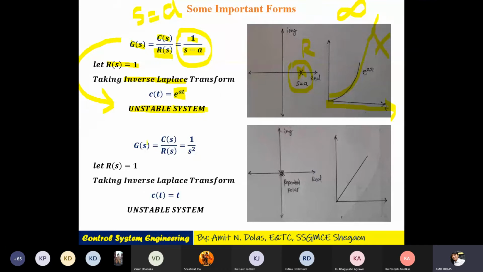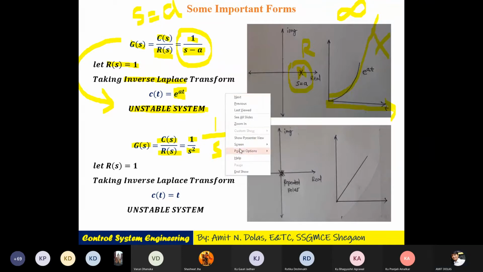Let's have another example. G of s is equal to C of s upon R of s, which is equal to 1 by s square. 1 by s square means what? How can we write s square? We can write 1 by s square as 1 by s into 1 by s, or 1 by s into s.